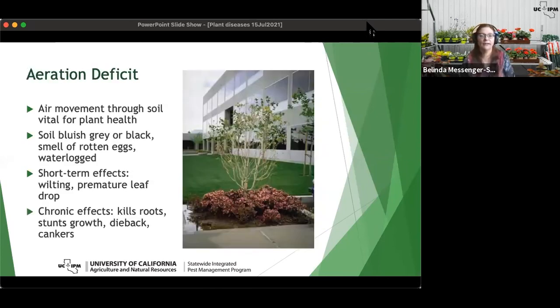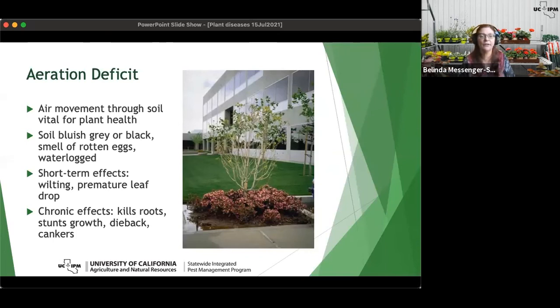Aeration deficiency. So on the other hand, over-irrigation can lead to aeration deficiency. This commonly occurs in irrigated landscapes. As you can see here, you see the puddle around the plant. Aeration deficiency is where there isn't enough air in the soil for the roots. Roots need to have oxygen, so air movement through the soil is essential. The key sign of aeration deficiency is soil that is waterlogged and bluish gray to black. Often the soil will smell like rotten eggs.